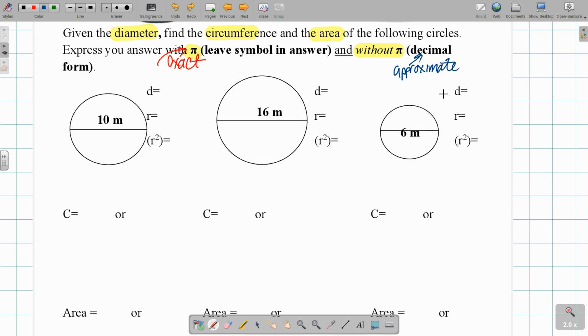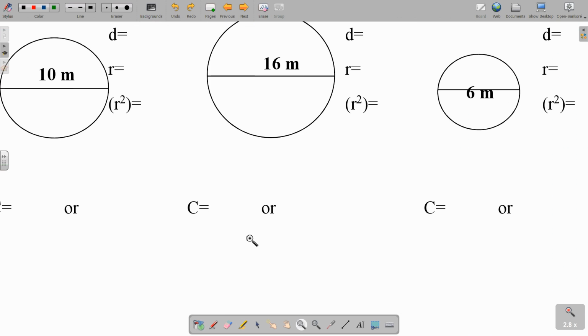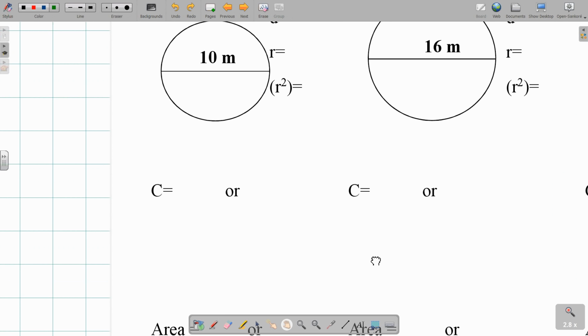Exact. So if you see in the SAT or PSAT or ACT, it wants the exact form of a circle's circumference or area. It's going to be with pi in your answer. You'll see what that looks like in a moment. And if it says an approximate form, it's the decimal version, and it'll usually tell you what decimal to round by. Ready? This is easier than you think it is.